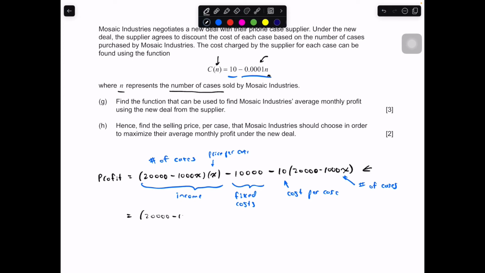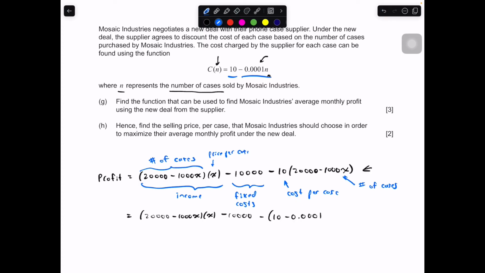20,000 minus 1,000x times x minus 1,000 minus, now our cost per case is $10 minus 0.001 times n, where n is the number of cases. This is what our number of cases is. It's getting a little cluttered, I apologize. This is the number of cases.